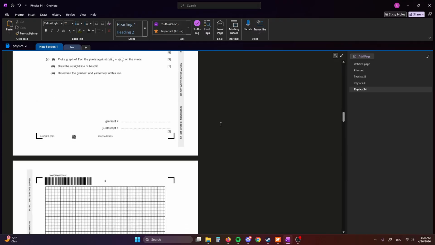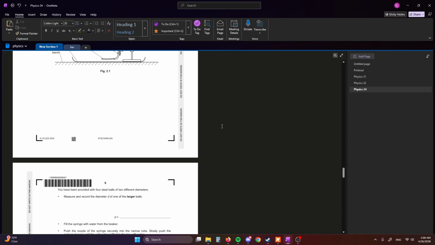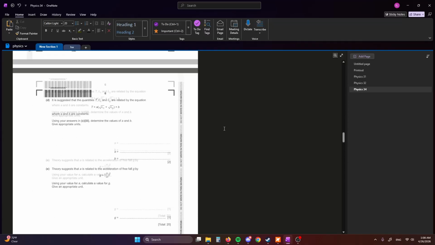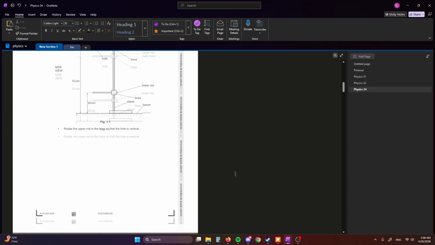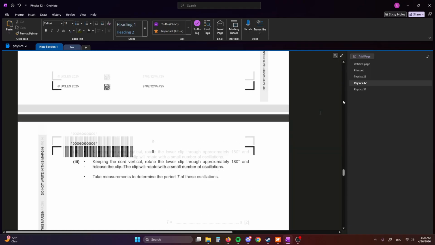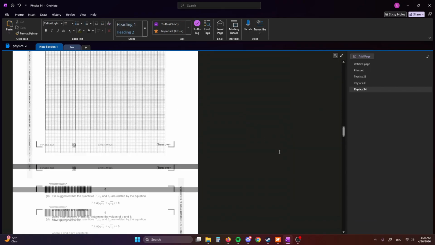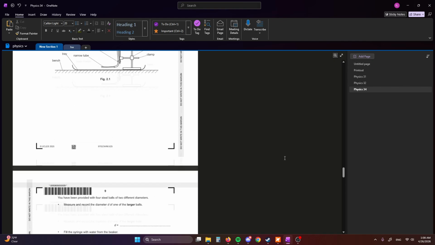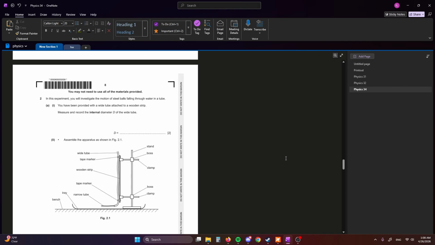Okay, so we're going to skip this and go on to 3-4. Mainly for 3-4, we're going to go over question 2. It's actually about dropping balls through water in a tube. This is actually a pretty funny experiment.